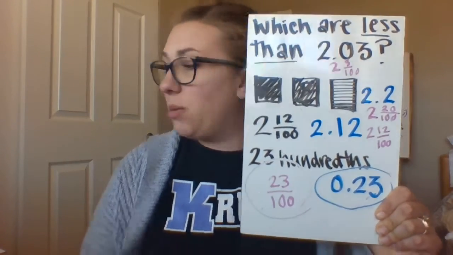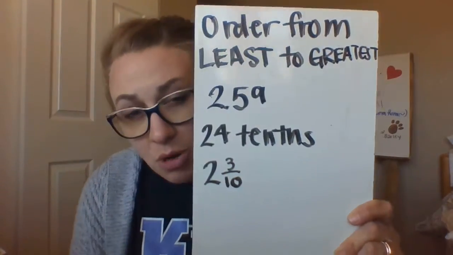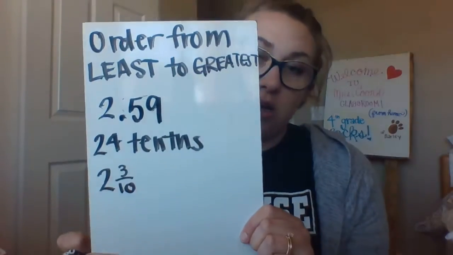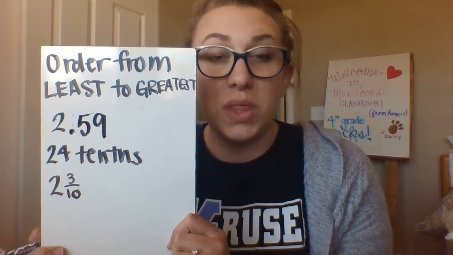Okay. We've got one more problem to do together. We're going to order these numbers from the least number to the greatest number. So let me show you. Order from least to greatest. You can pause here to write these down. Let me fix this. It's actually 2 59/100, 2.59. So hold on just a second. Sorry, guys. 2.59, 2 4/10, and then 2 3/10.